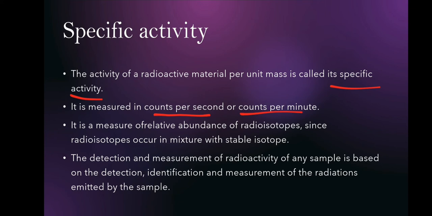Moving on, it is a measure of relative abundance. Using the specific activity, we can measure the relative abundance of radioisotope, because the radioisotopes usually occur in mixture with stable isotopes. Moving on, the detection and measurement of radioactivity of any sample is based on the detection, identification, and measurement of radiation emitted by the sample.